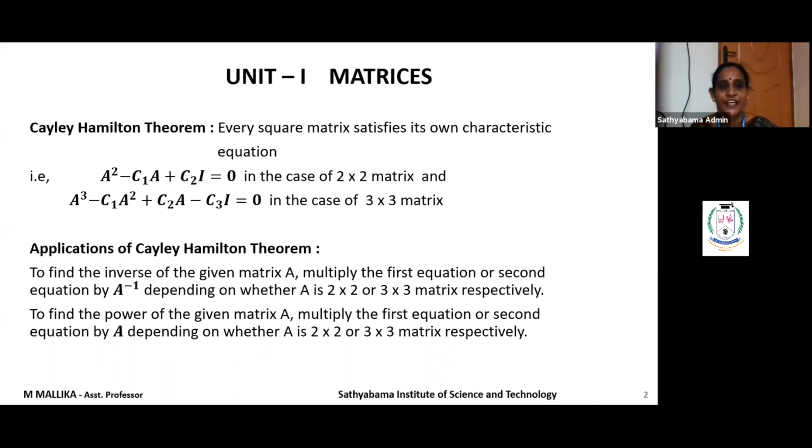Like that, if a power of A is required in the question, then you have to multiply the two equations by A, depending upon whether it is a 2 by 2 matrix or a 3 by 3 matrix. Since part B involves only matrices of order 3, I will explain how to verify Cayley-Hamilton theorem and how to find A inverse and the power of A with the help of Cayley-Hamilton theorem. So we'll move to the next problem. The next slide gives the problem.